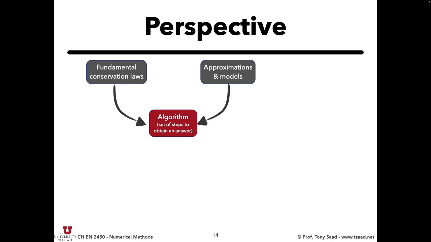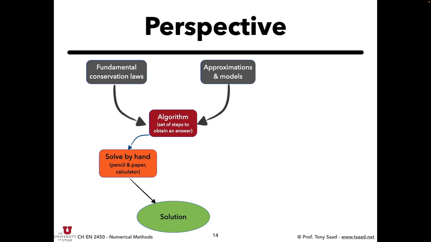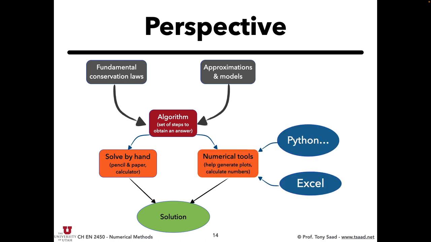And we typically have approximations and models of reality, and together we use them to create what we call an algorithm, which is just a set of steps to get an answer. This could be, for example, an equation or a sequence of equations or formulas that you use to get an answer. So far, you've learned how to use that by hand or with a calculator to get a solution, right? Or you use numerical tools like Python and Excel to solve those equations, which might not be solvable by hand.